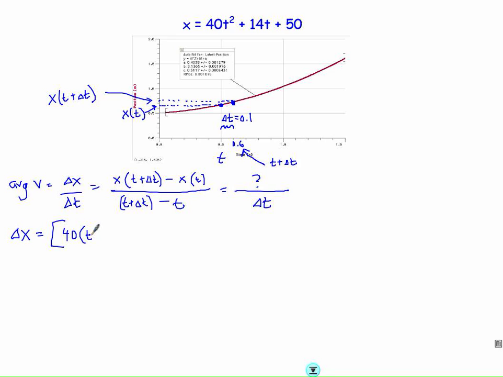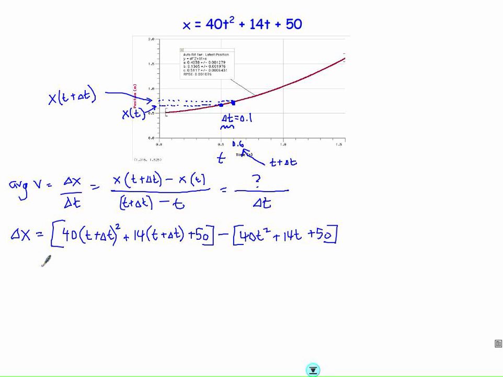40 times (t plus delta t) squared plus 14 times (t plus delta t) plus 50. All right, that's what plugging in t plus delta t to this function looks like. Now I have to subtract. Now I have to plug in t to this function, and well, that's really the way it is already. So I'll just rewrite the function, 40t squared plus 14t plus 50.